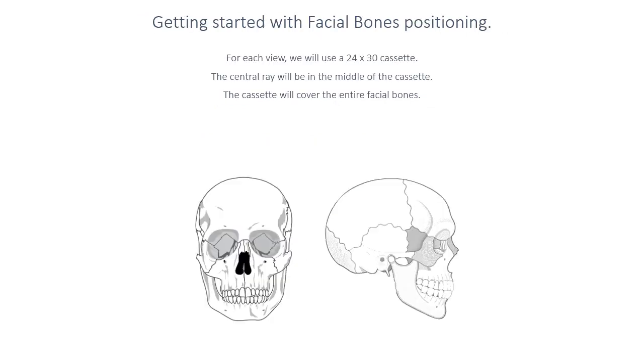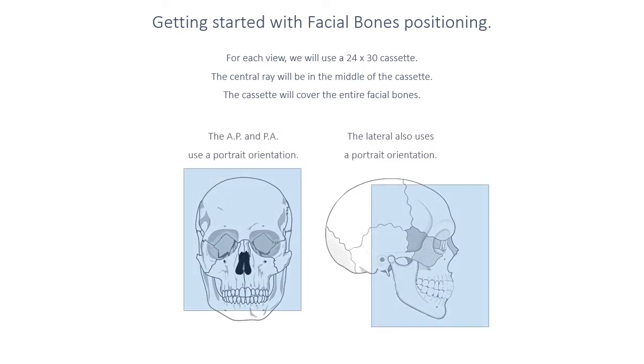For each of the images of the facial bones, we're going to be using a 24x30 image receptor. The central ray will be in the middle of that image receptor each time, and the image receptor is going to cover the entirety of the facial bones. We'll be using a portrait orientation in all cases.